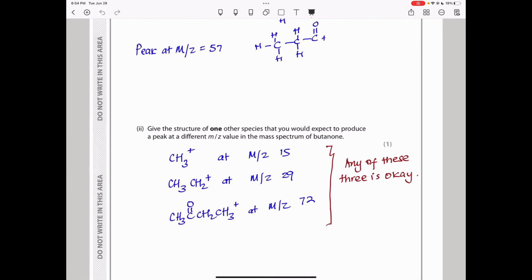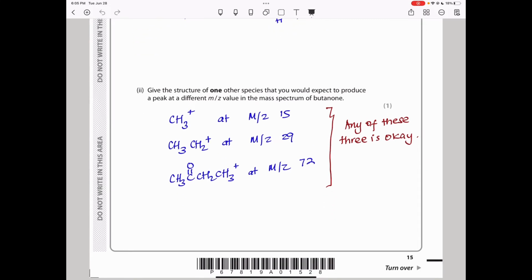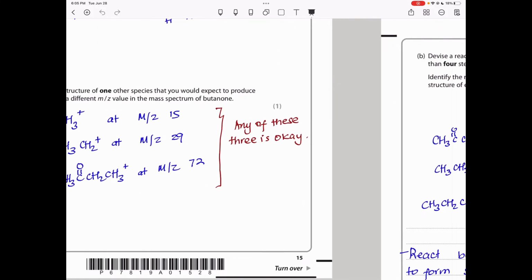It says, give the structure of one other species that you would expect to produce a peak at a different mass to charge value in the mass spectrum of butanone. Others could be a CH3 at 15, a CH3CH2 at 29, and this one here at 72. So any of these would be a perfect answer if you had written them. I will continue to the next page.